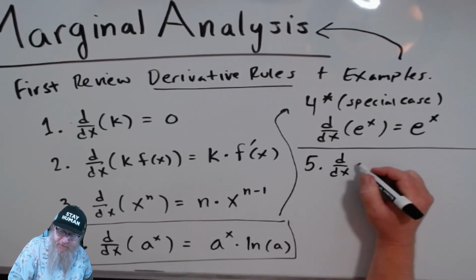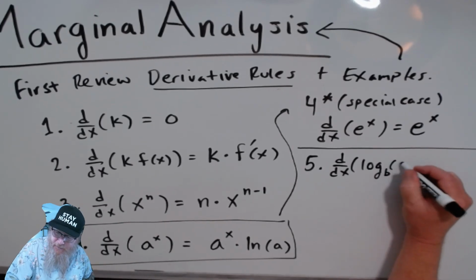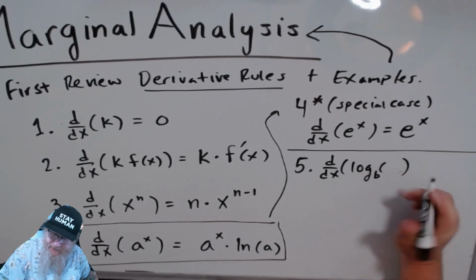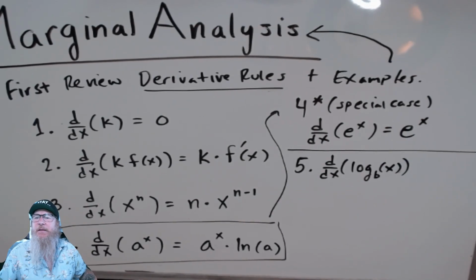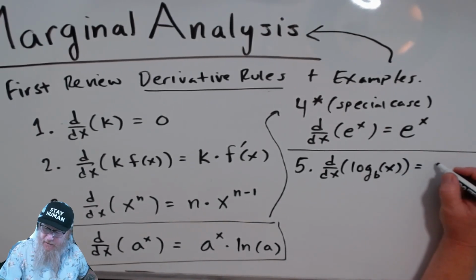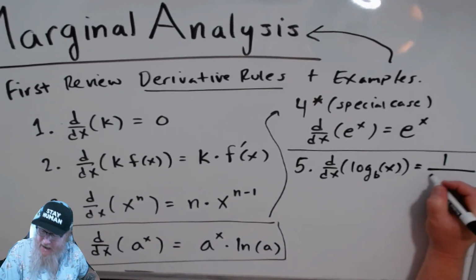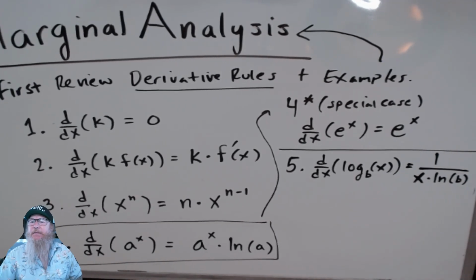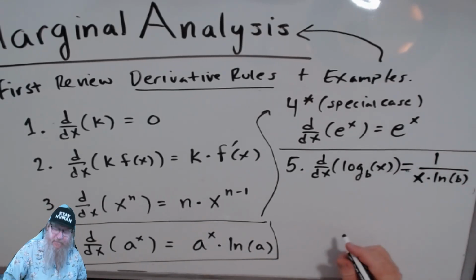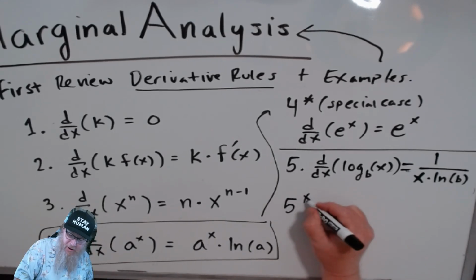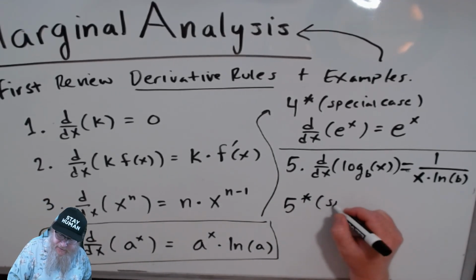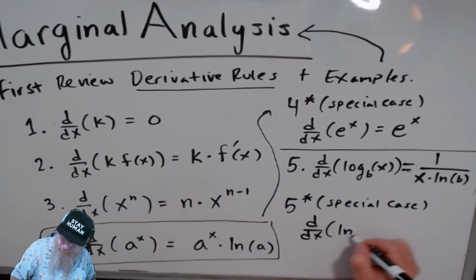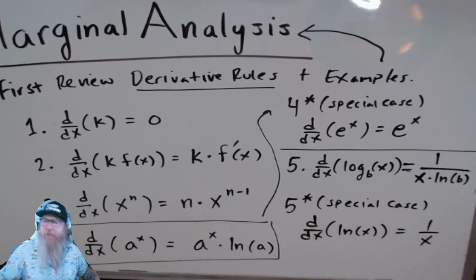Rule 5, the derivative of a logarithm, log base b of x. Well, that is 1 over x times the ln of b. Okay, and then we have 5 star, special case. The derivative of the natural log is just 1 over x.